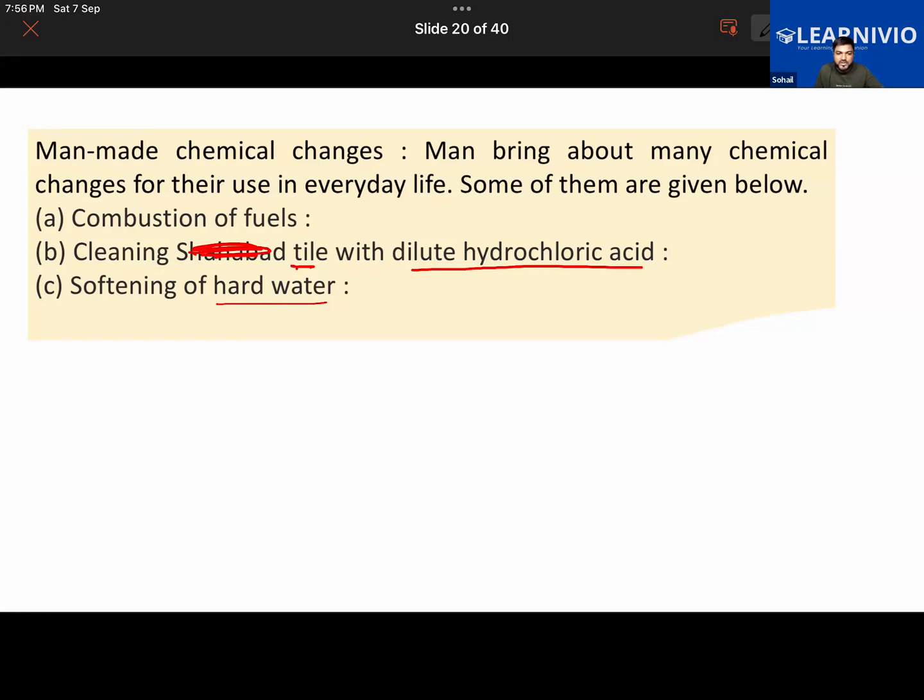So there also, we are using some chemical substances, like I said, I gave the example of calcium.